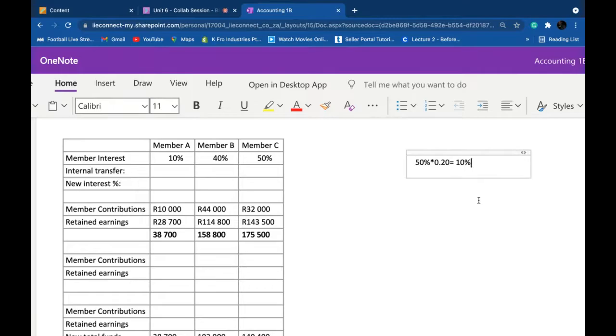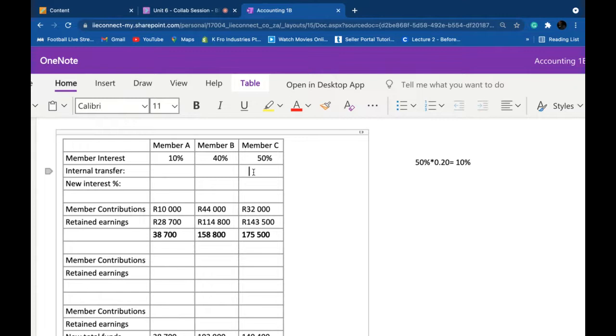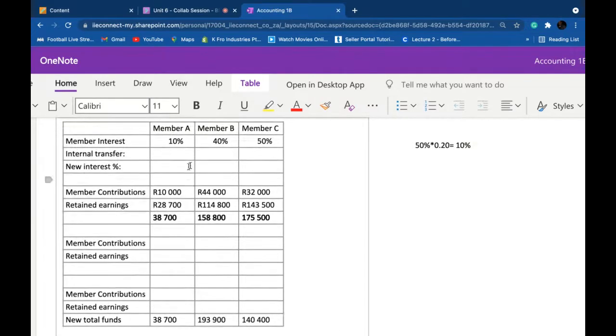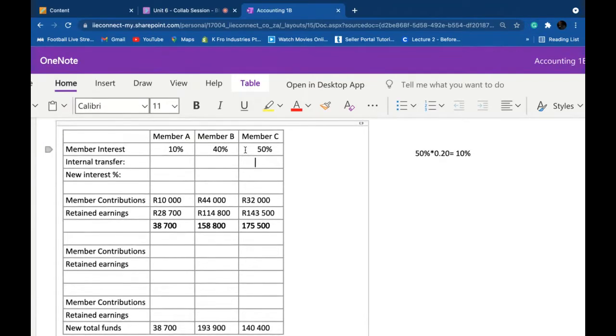If they had said 20% of the CC, we weren't even going to bother with this calculation. We would have automatically come here and been like, okay, minus 20% straight. Does that make sense? Okay. Right. So here, we're going to put this in brackets, 10%.